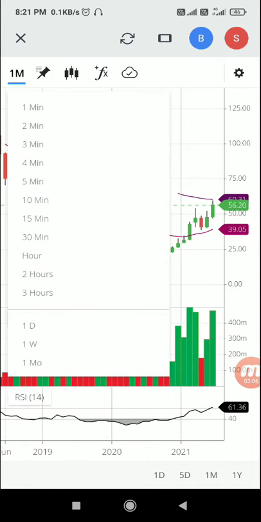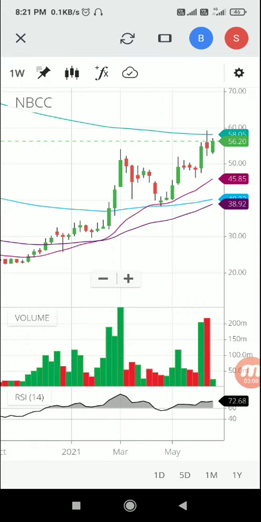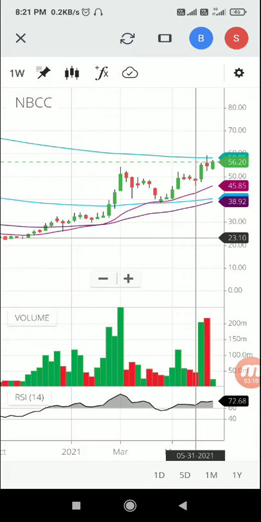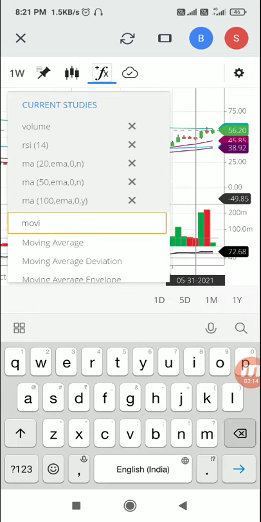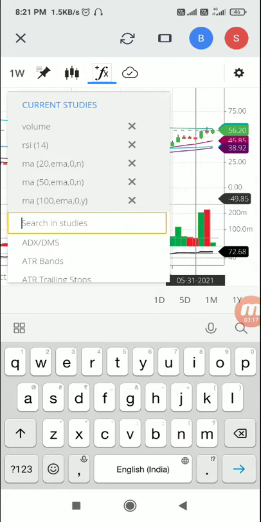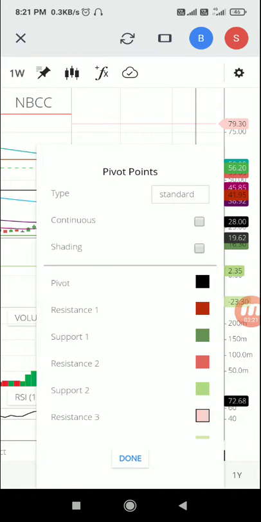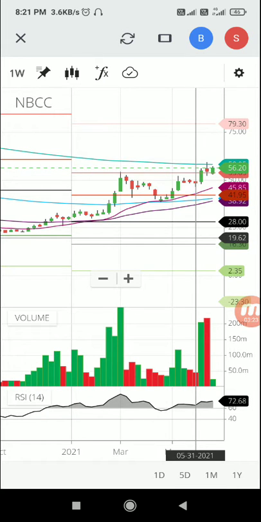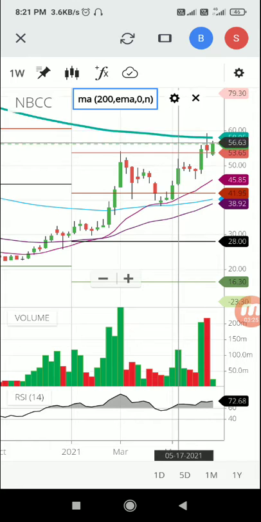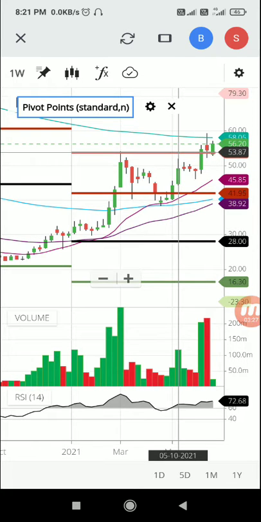So what would be the level, how to find that? There are some more things which you should be doing here. So we are going to enter the pivot point here. So just come here and type pivot point and just enter it. So now you can see here that this is the support level for the stock.